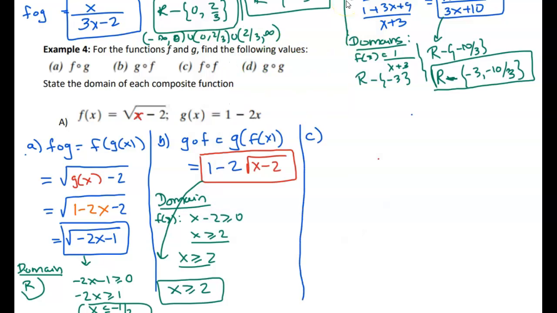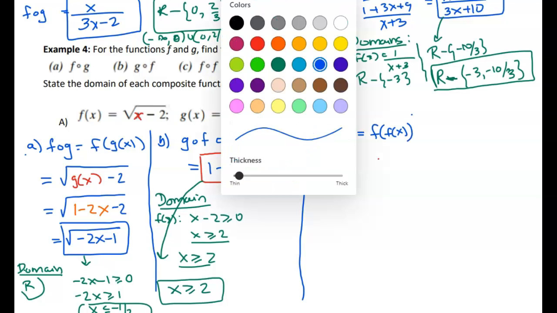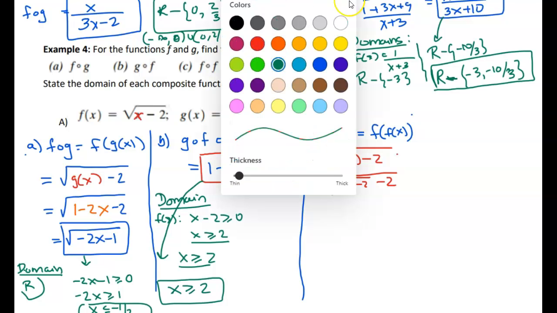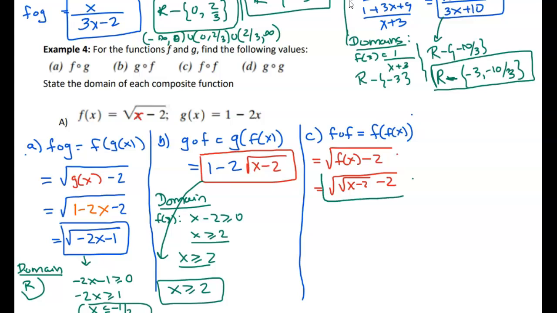Okay, let's look at C. F of f. So f of f of x. Okay, so we take the f function, which is square root of x minus 2. X gets replaced by f of x. So this is going to be the square root of square root of x minus 2, minus 2. Okay, cool. So this is our composite function. Let's look at the domain.